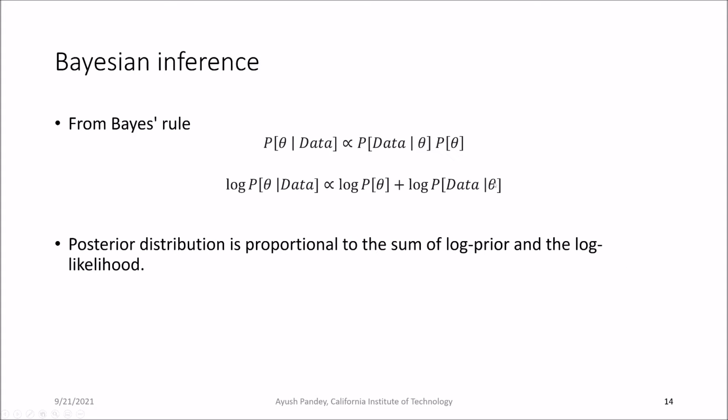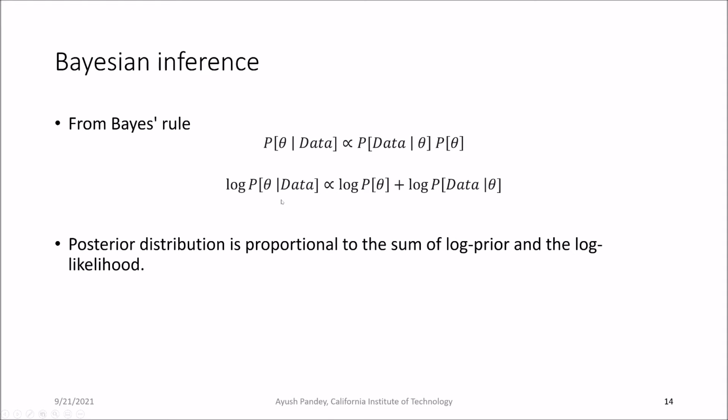And if you take logarithms on both sides, what you can see is the log of the posterior probability distribution is proportional to the log prior plus the log likelihood. And that is what is implemented in Bioscrape. So our goal is now to compute the log likelihood, add it to the log prior, and that is proportional to the log posterior, and that is what we're interested in.